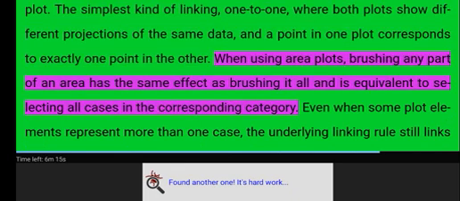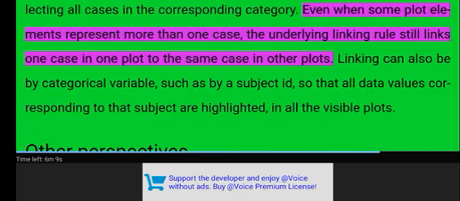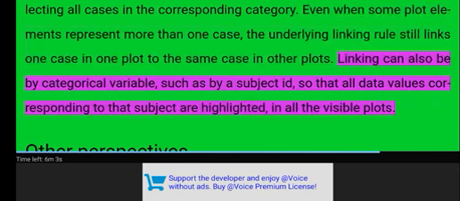When using area plots, brushing any part of an area has the same effect as brushing it all and is equivalent to selecting all cases in the corresponding category. Even when some plot elements represent more than one case, the underlying linking rule still links one case in one plot to the same case in other plots. Linking can also be by categorical variable, such as by a subject id, so that all data values corresponding to that subject are highlighted in all the visible plots.